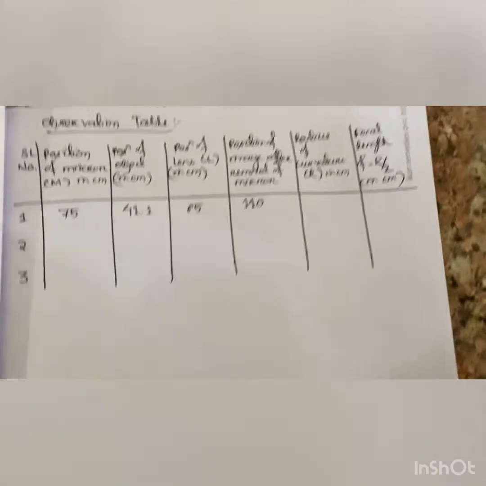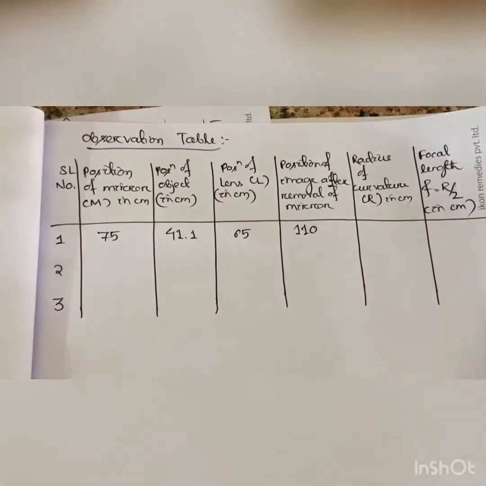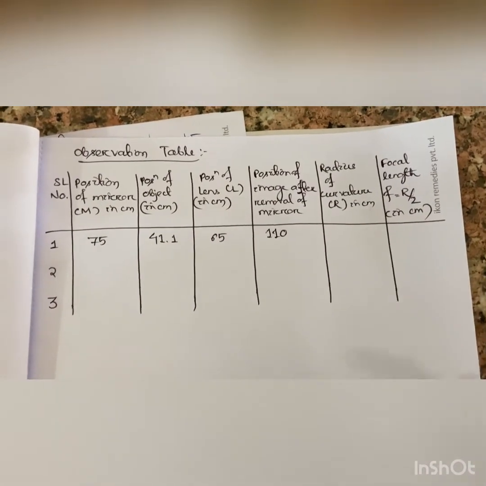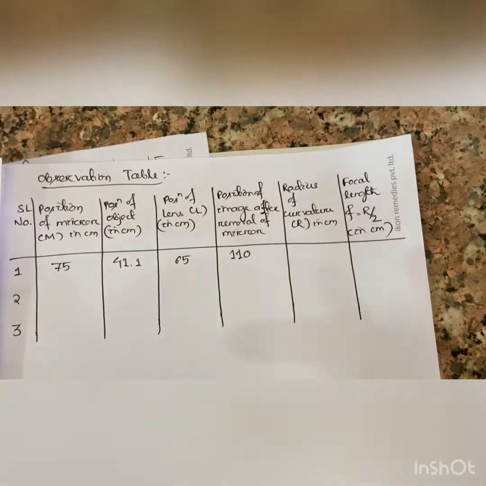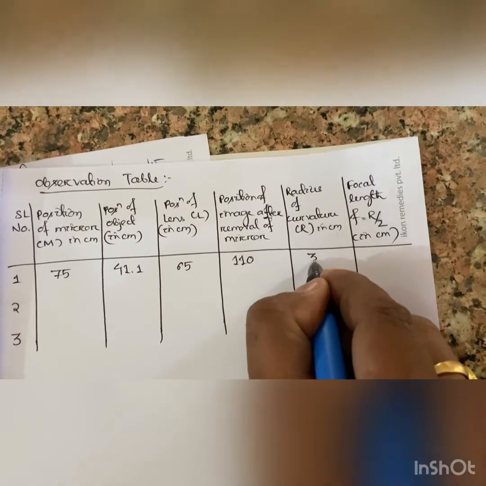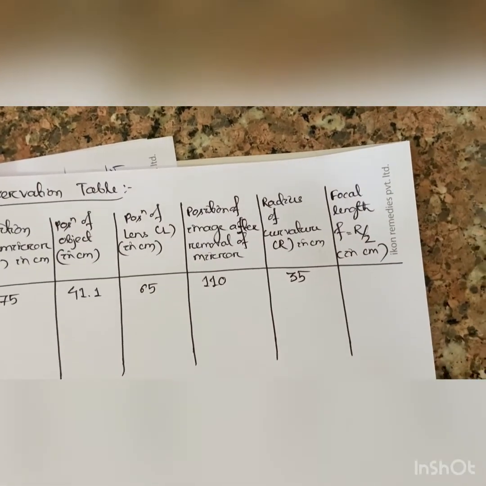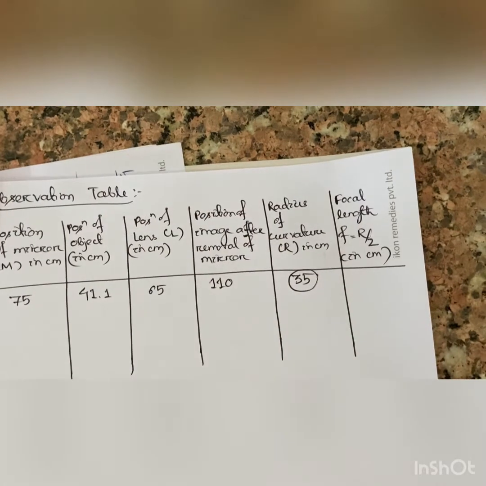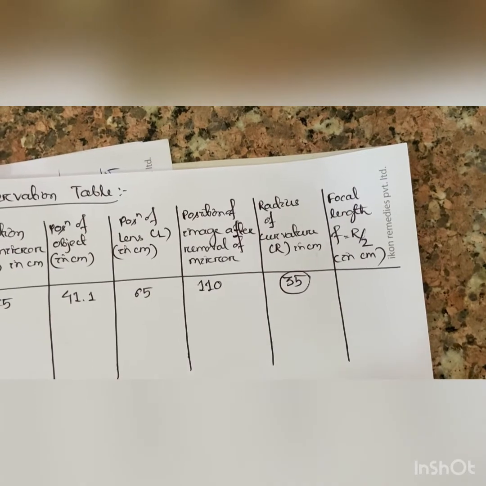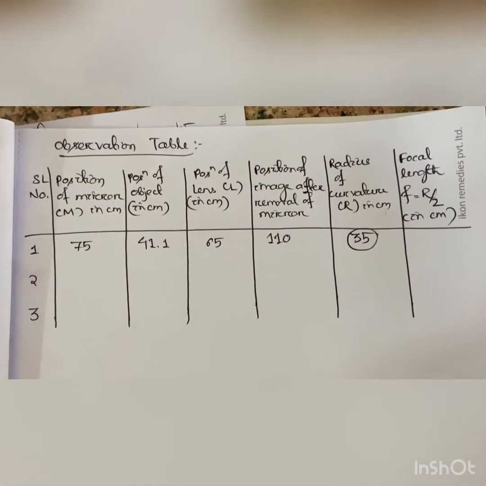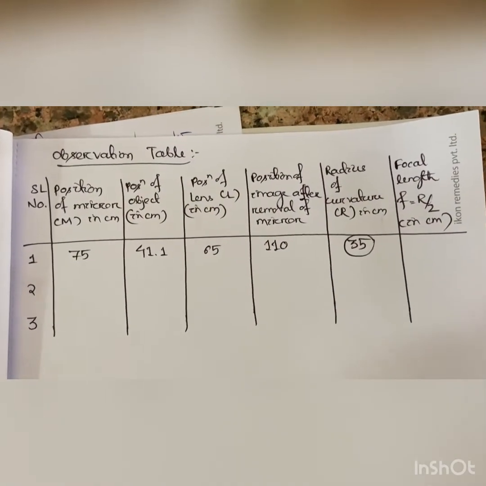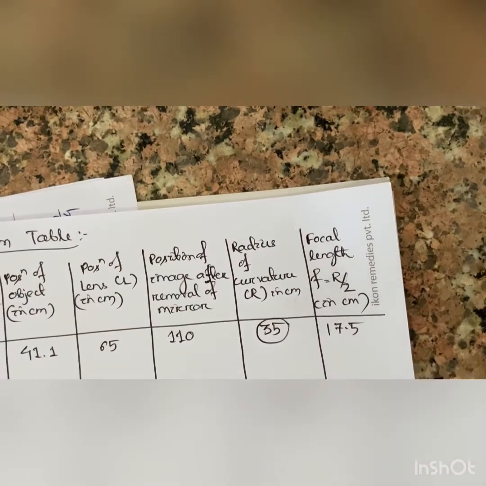How to find out the radius of curvature? To find out the radius of curvature, we have to subtract position of mirror from position of image after removal of mirror, right? So that is 110 minus 75, that becomes 35. So our radius of curvature is measured as 35 centimeter. Then what will be the focal length? R by 2, right? 35 divided by 2 will be equal to 17.5, right?